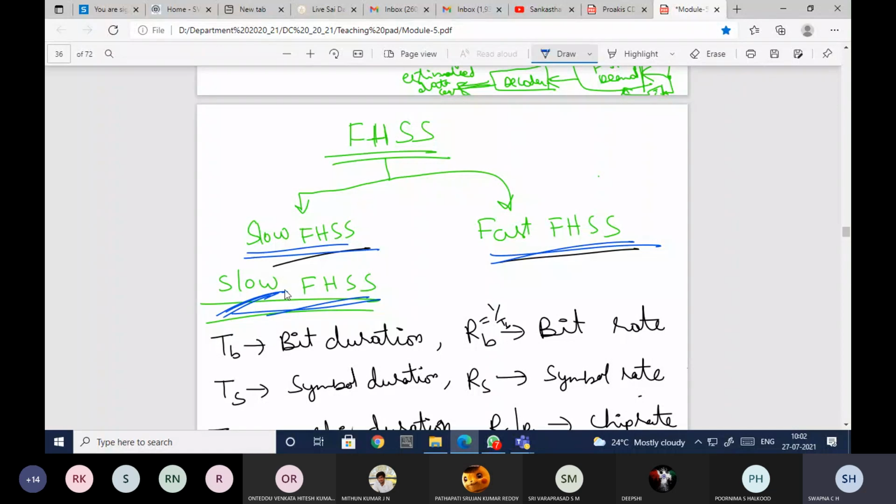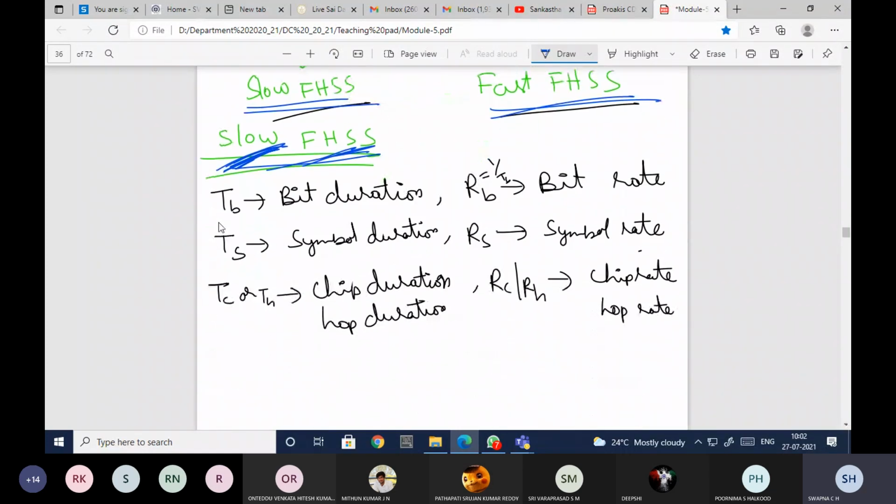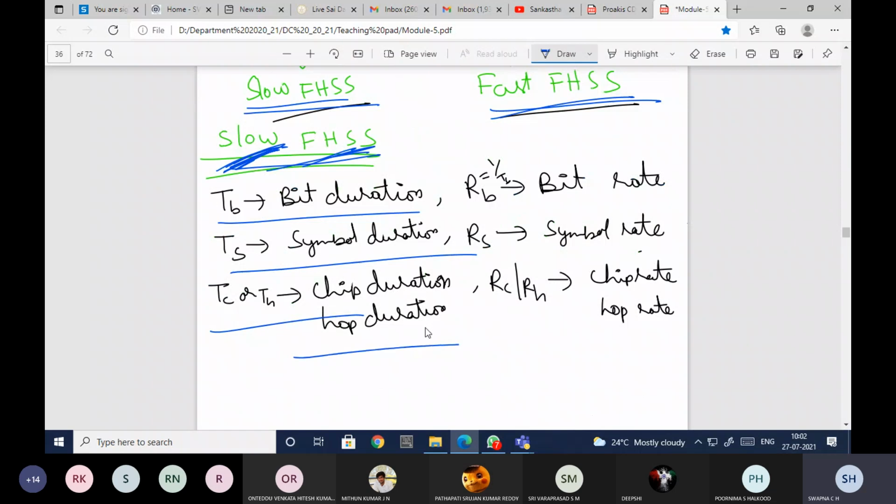Slowly the variation in the frequency is happening. So that is the reason it is said to be the slow frequency hop spread spectrum. So you may ask me a question, how are we able to say it is slow? For that, I have denoted some notations here. So what is that?